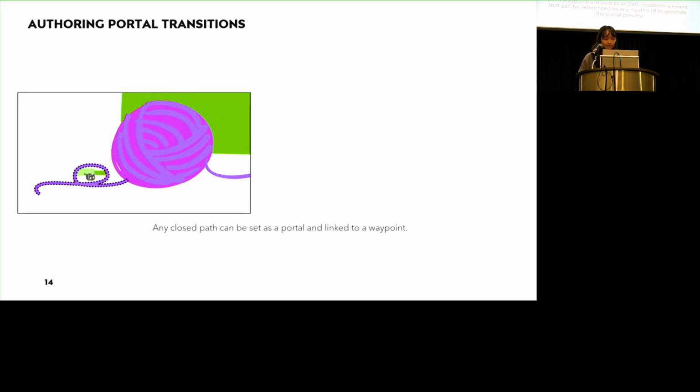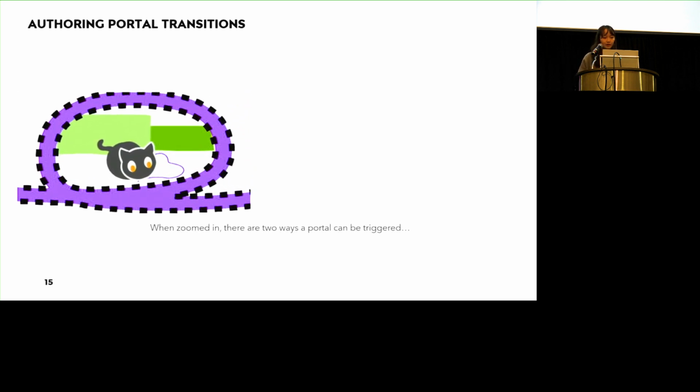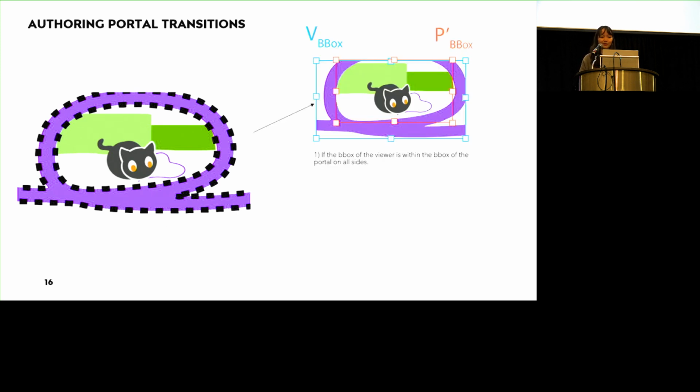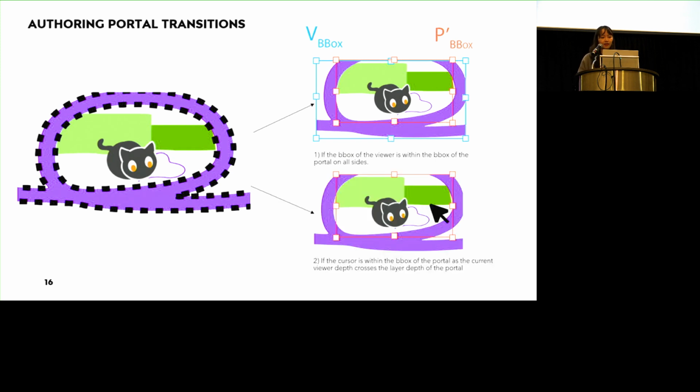So any closed path that the user draws could be a portal and linked to a waypoint. And then when the user zooms in, there are two ways that a portal can be triggered. The first is if the bounding box of the viewer is within the bounding box of the portal on all four sides, or if the cursor is within the bounding box of the portal as you're zooming in and the current viewer depth crosses the layer depth of the portal.